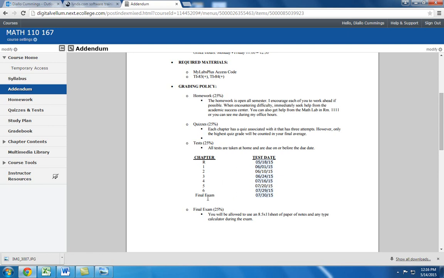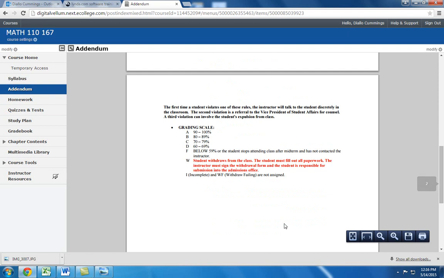And here are the anticipated test dates. And notice that the final exam for both of the classes is July the 30th, 2015. For the exact time of your final exam, you want to check the quizzes and test sections within your course. The final exam is also weighted at 25%. You will be allowed to use a page of notes, both front and back, and a calculator during the final exam.